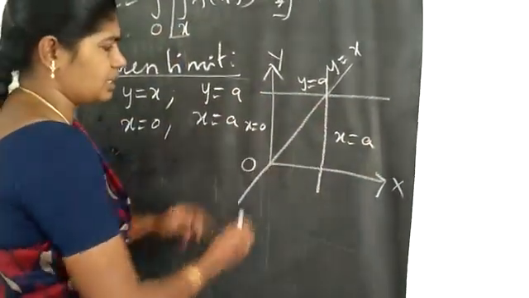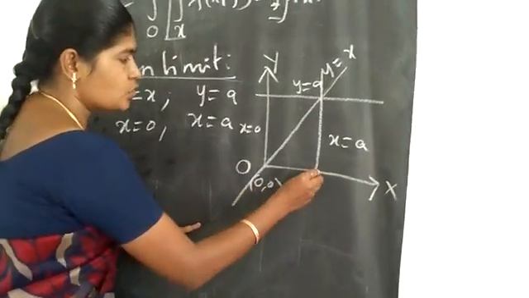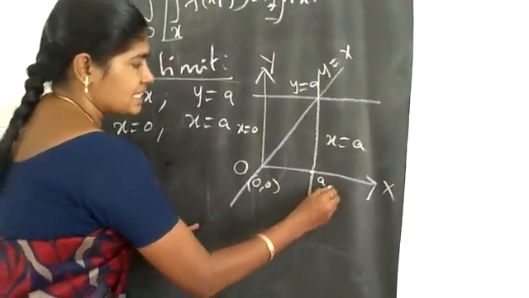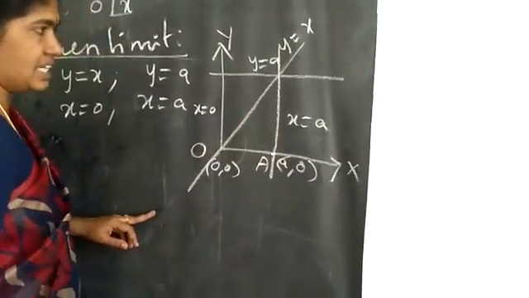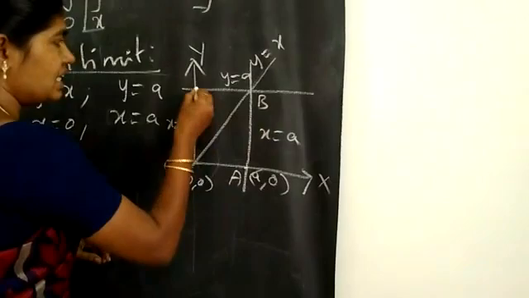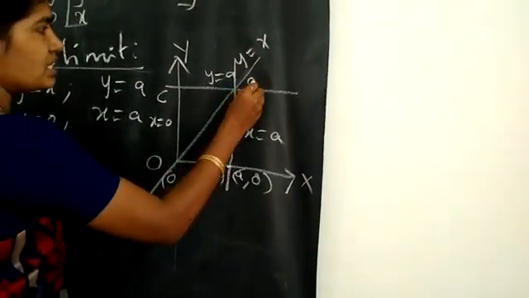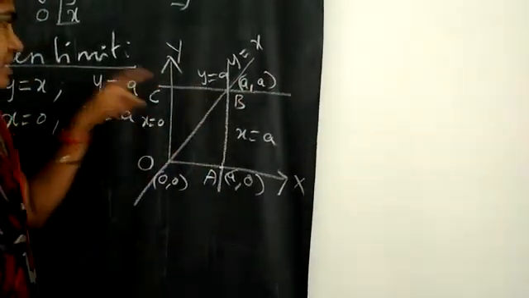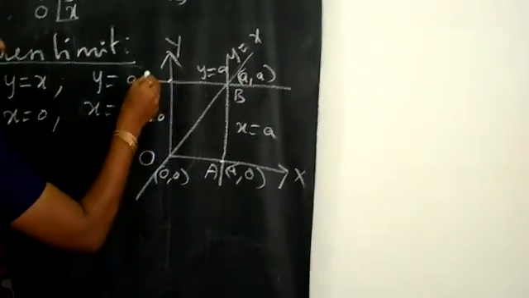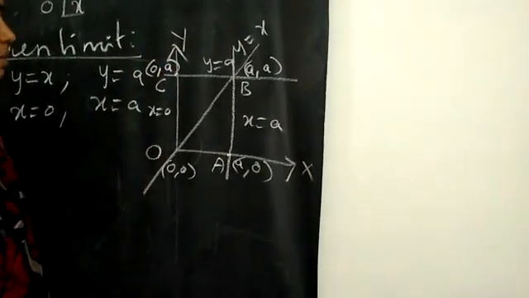Now we are marking the points. This is the origin, 0 comma 0. This point here is a comma 0. I am giving names to the points: this is A, here is B, and this is C. The point B is here, where the x value is a and the y value is a, so it is a comma a. And similarly, here the x value is 0 and the y value is a, so this is 0 comma a.